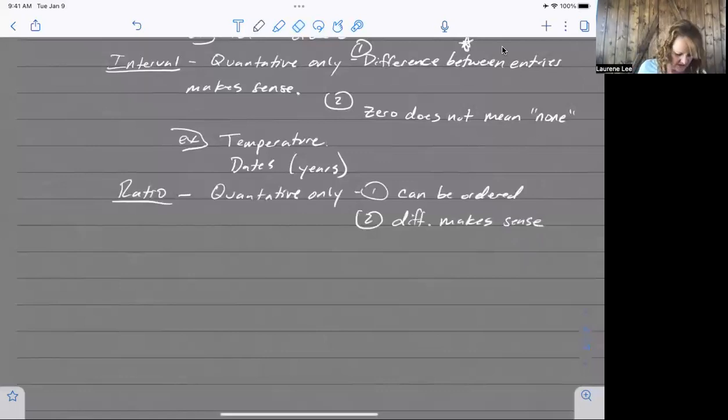Difference makes sense, okay? The third qualification is 0 means none. Okay, so 0 is actually 0. Okay, and then the fourth thing is the phrase twice as much makes sense.